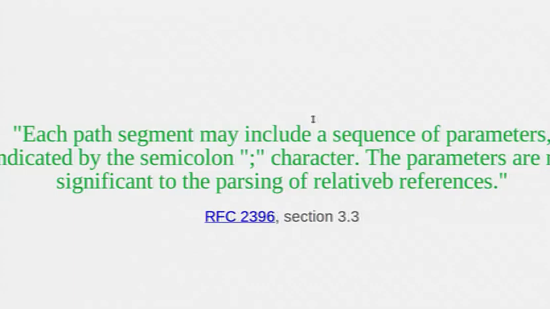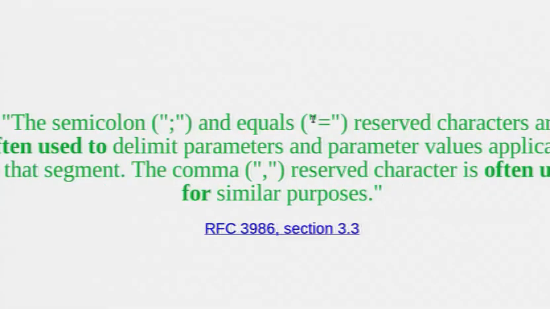So if you look at the RFC spec, what it actually says is very, very general. It really doesn't talk about matrix variables at all. It just says that each path segment can have a sequence of parameters associated with it, separated by semicolons. So that's the main characteristic of it. You have a semicolon that separates name value pairs which are on a specific path segment. And the order is not significant, so all of that is going to matter for request mapping purposes.